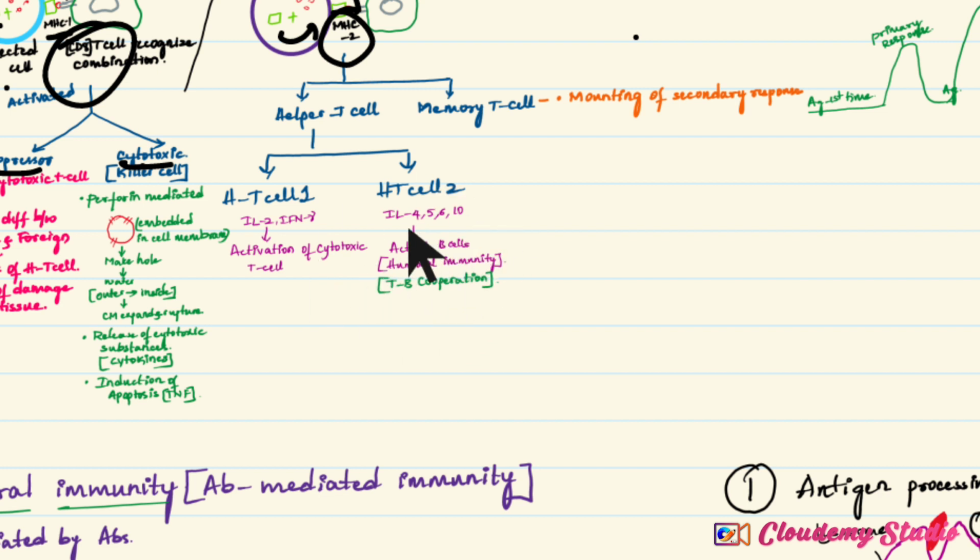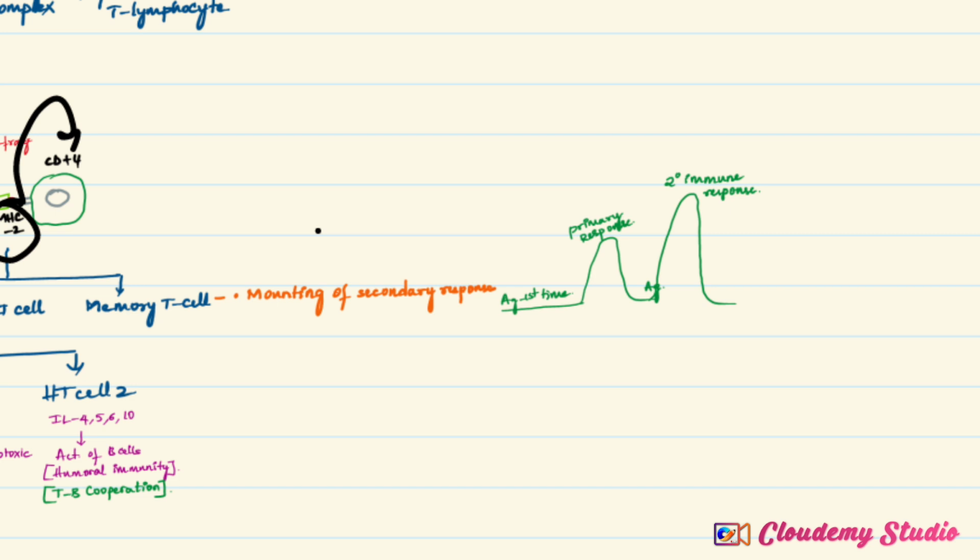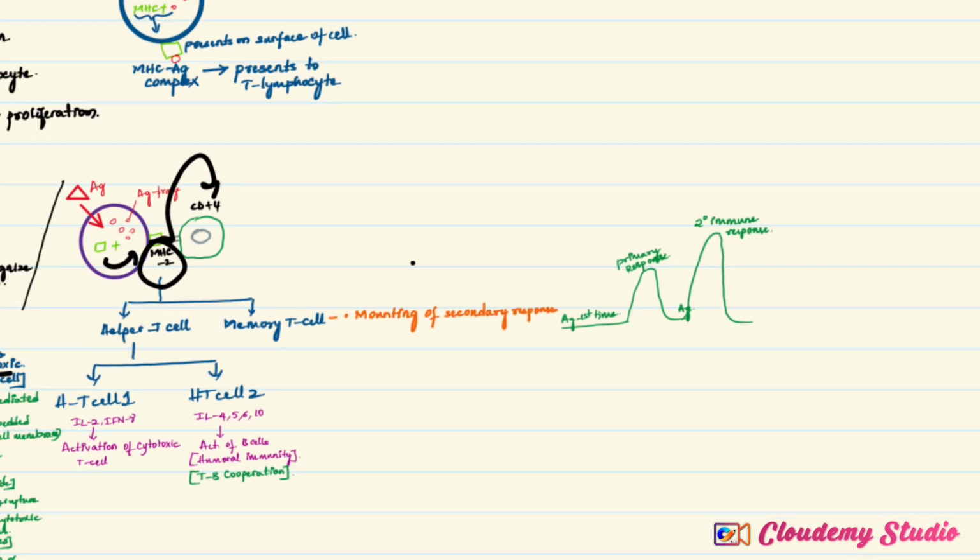This is a place where T lymphocyte and B lymphocyte are cooperatively working together to fight against the antigen, so it's called TB cooperation. Coming to the action of memory T cell, it helps in mounting of the secondary response. For the first time, when the body gets exposure to the antigen, the primary response is very slow and not as good as the secondary response. But when the same antigen affects the person for the second time, the response is very good, that is, it provides a greater response compared to the primary response.